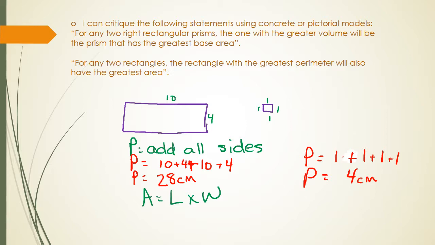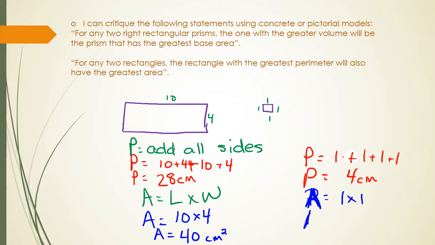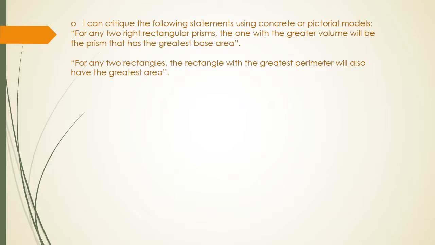Okay, now for area. Need a new color. On the big shape, 10 times 4, which would give us 40 centimeters squared. And on the little shape, 1 times 1, oh, that's supposed to be an A, sorry. 1 whole centimeter squared is what that guy is taking up. So in this case, this one had the greatest perimeter, and it also has the greatest area. Seems to make sense, but let's try another example.